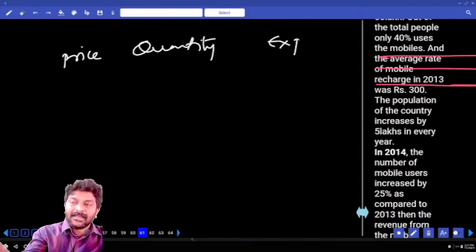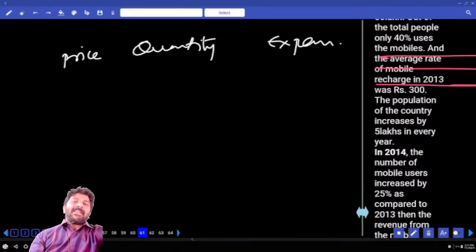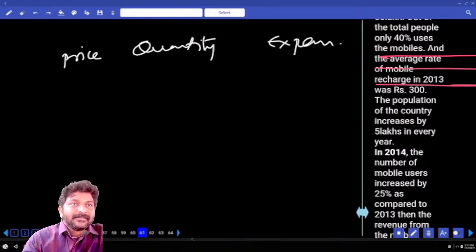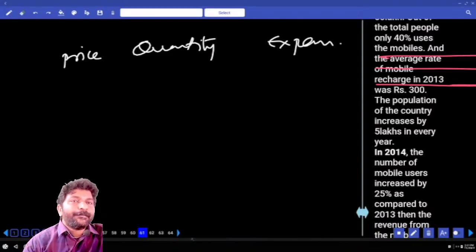And expenses, right? So now can you tell me the relation between these variables? Price increases, quantity decreases.